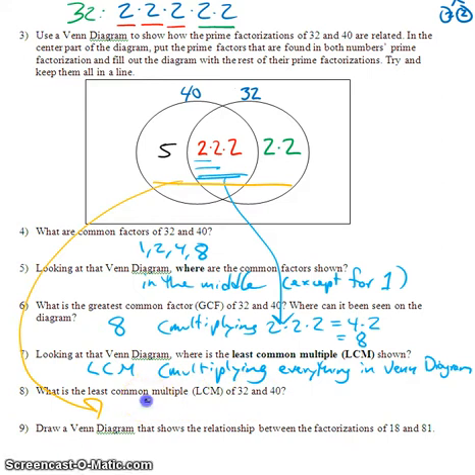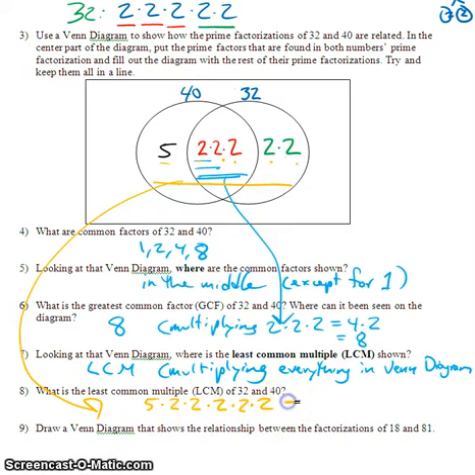Least common multiple is 5 times 2 times 2 times 2 times 2 times 2. Do you see where I got those?